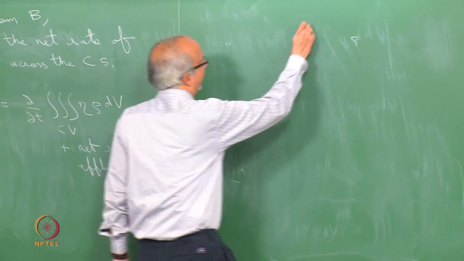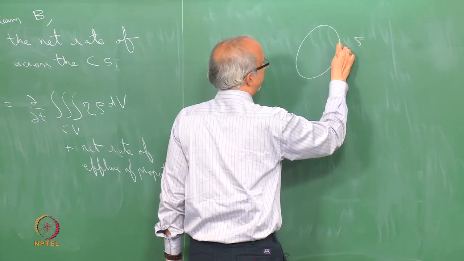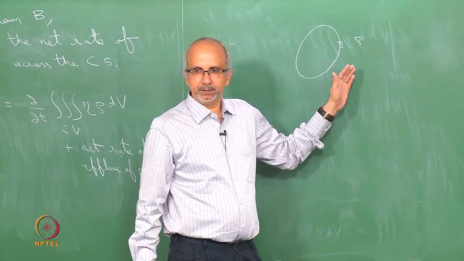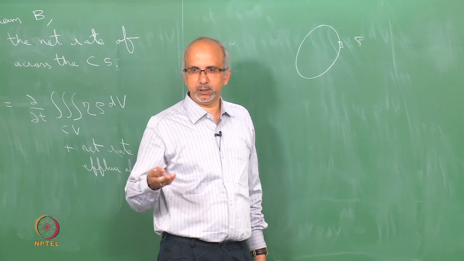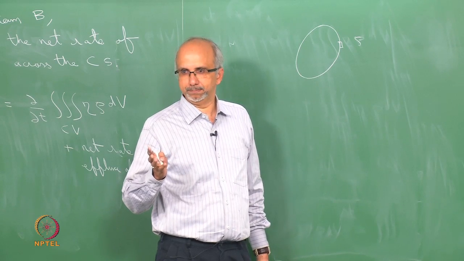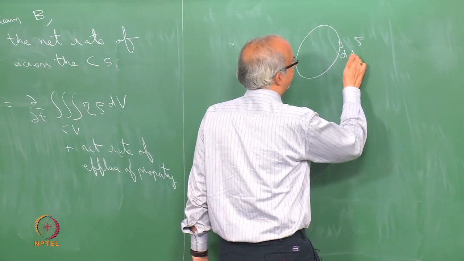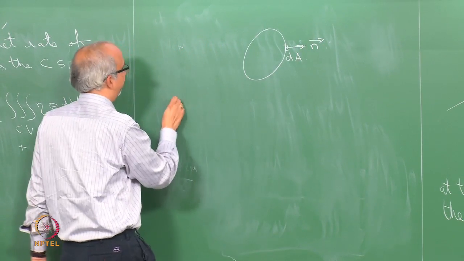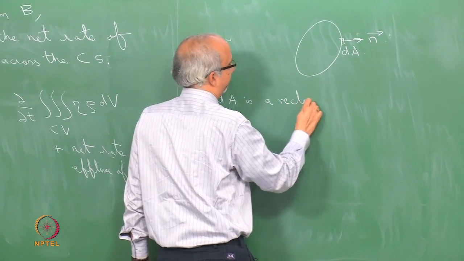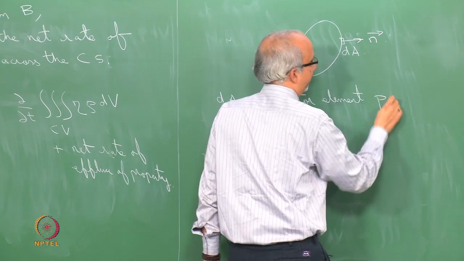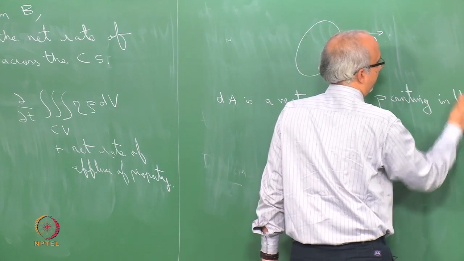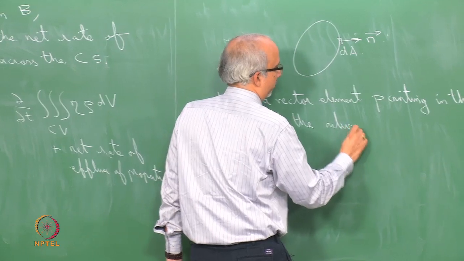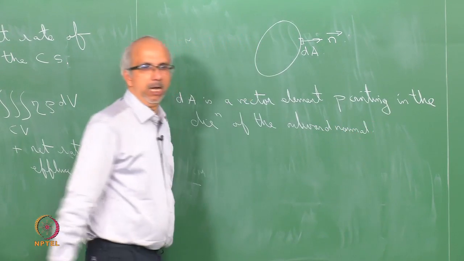So, if you look at this control surface and you take a small element, this particular area element is a vectorial quantity, and the direction of the vector is that of the outward normal. So, this is my area element dA, and this is the normal direction. So, dA is a vector element pointing in the direction of the outward normal.